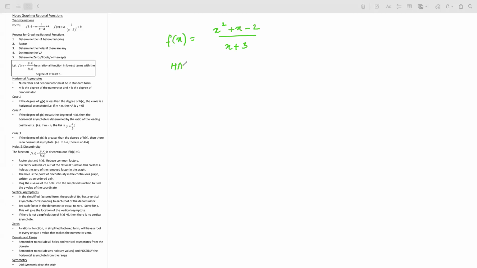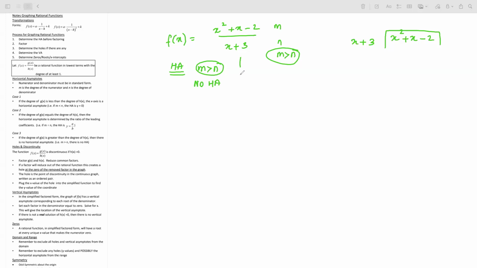Coming to horizontal asymptotes, clearly, m is the degree of the numerator, n is the degree of the denominator, m is greater than n. So what happens here? If m is greater than n, that's a difficult one. There is no horizontal asymptote. However, in these cases, you can perform a polynomial division. Do you see? Like this, you can perform a polynomial division.